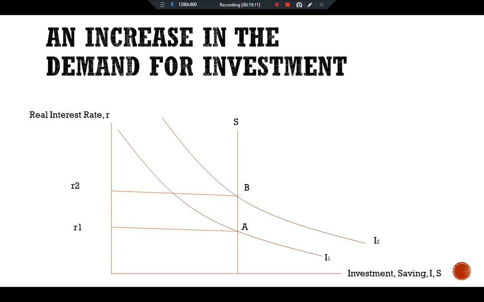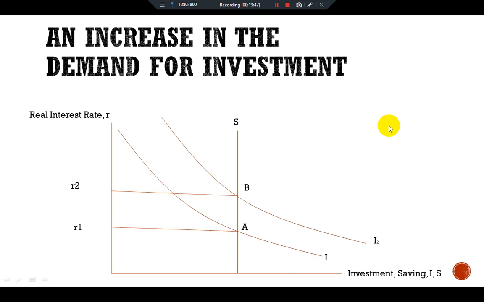For an increase in the demand for investment, the graph shows the effect: at any given interest rate, the demand for investment goods is higher. The increase in demand is represented by a rightward shift in the investment schedule, so you see here I1 to I2. The economy moves from the old equilibrium point A to point B.